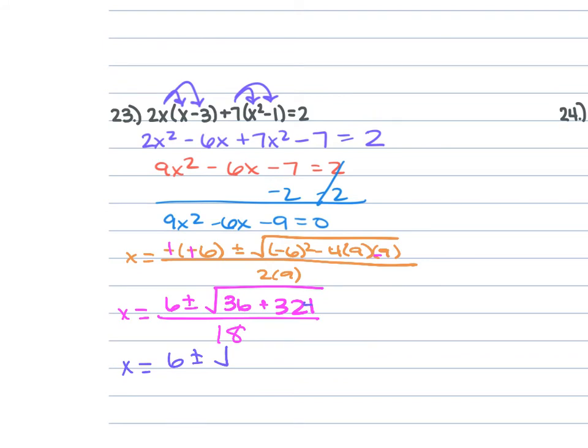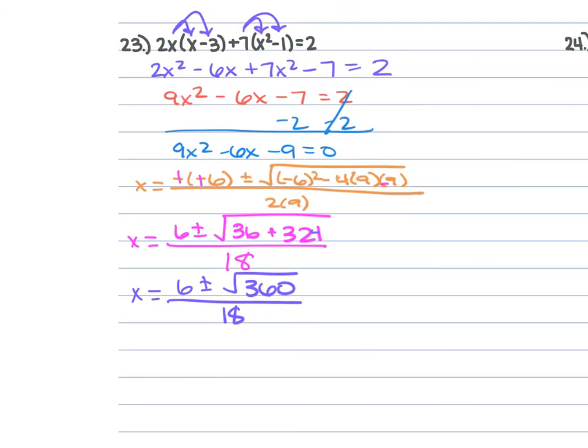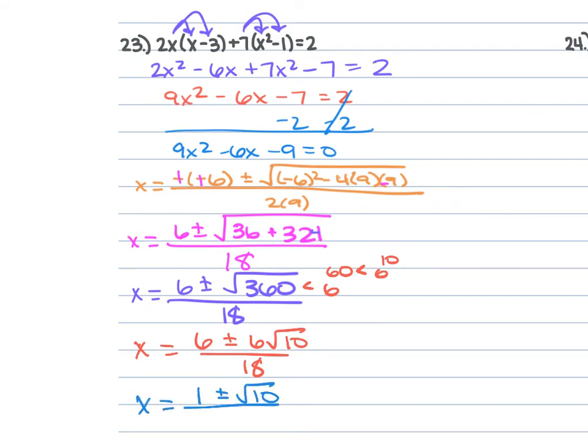plus 36 is 360 all over 18. The 360 is 6 and 60. This 60 is 6 and 10, so that's 6 square root 10. So x is equal to 6 plus or minus 6 square root 10 all over 18. We simplify that even further to get x is equal to 1 plus or minus the square root of 10 all over 3.